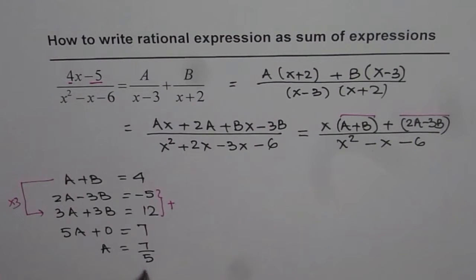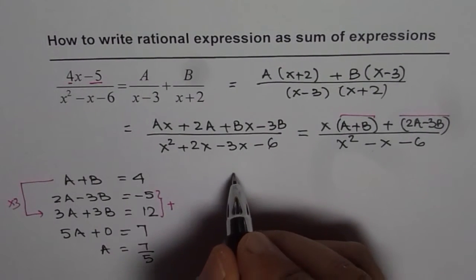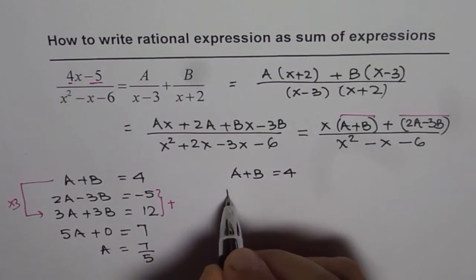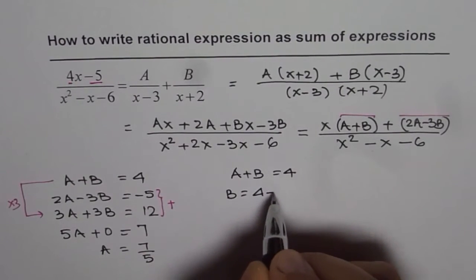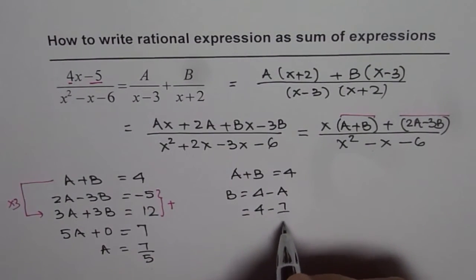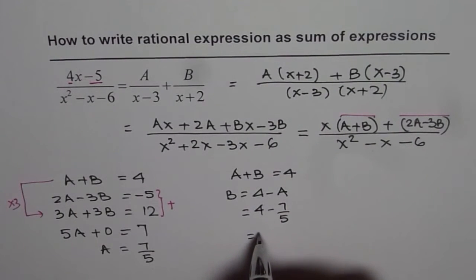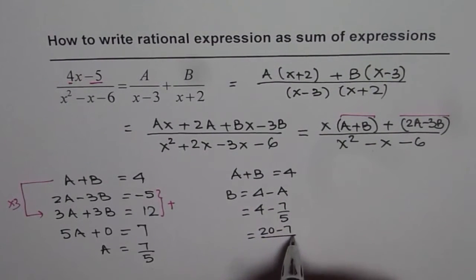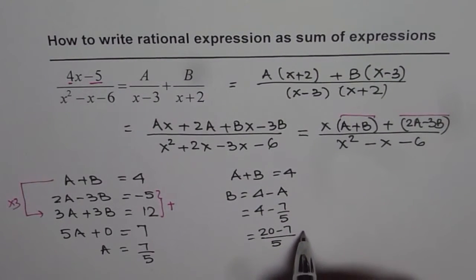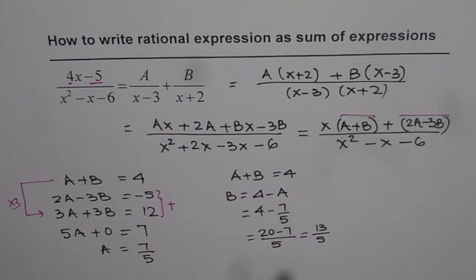Now we know a is 7/5, so we can find what b is, correct? We have a + b = 4. That means b = 4 - a. A is 7/5, so it is 4 - 7/5. That is (20 - 7)/5, and that gives you 13/5, correct? So b is 13/5.